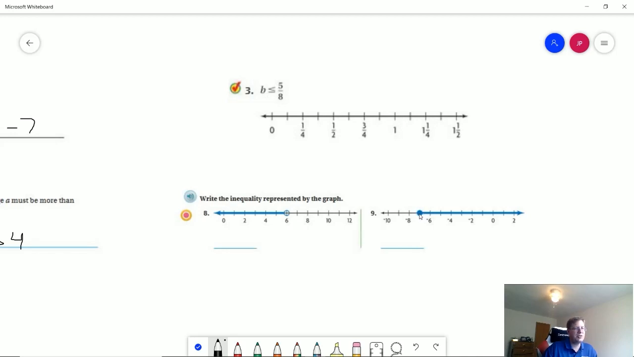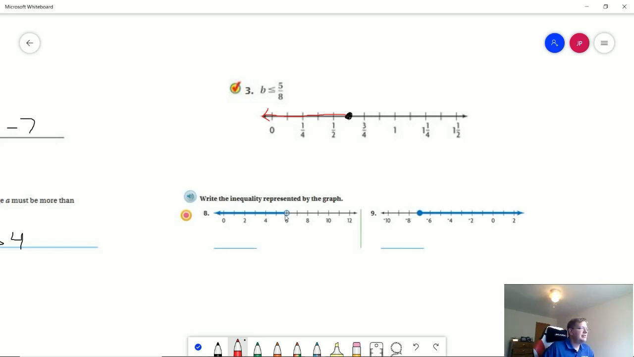If we fill in the circle, then we're saying that value is included. So if we have "or equal to," we would fill in the bubble or circle. We leave it open if we are not including that value. So I would go to 1/8, 2/8, 3/8, 4/8, 5/8. I would fill in the circle, and then I would draw a ray, or line segment, going this way.